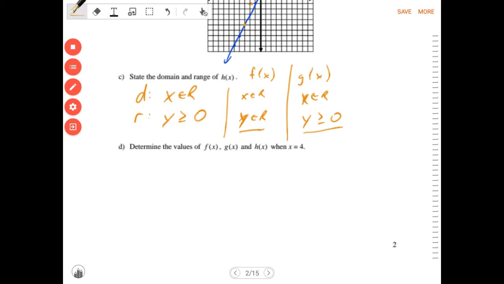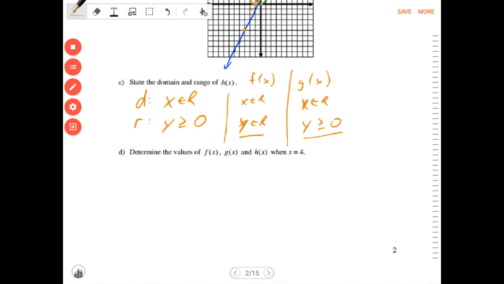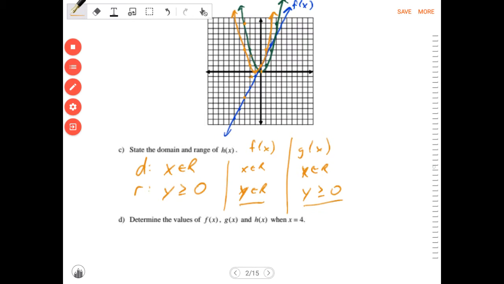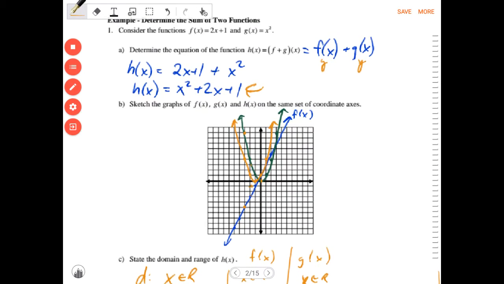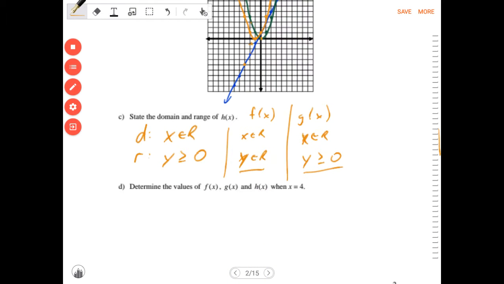Okay. Anyways, determine the values of f of x, g of x, and h of x for when x equals 4. So all we do for that is we just put in the value of 4 for all the x's in those equations. So if we go back up to here, f of x, 2x plus 1. Okay, g of x was x squared. And h of x, we said, was x squared plus 2x plus 1.